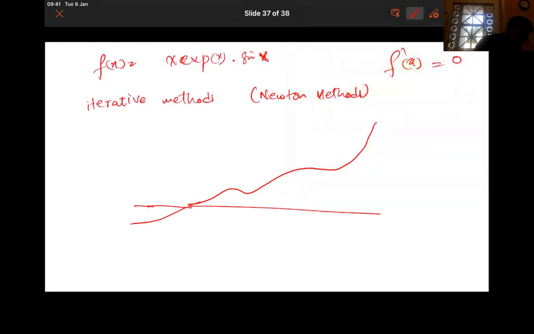So what does Newton method do? Let's say this is the derivative of this. This is the function f prime of x. Let's call it g of x for clarity. And you want to find where g of x is equal to 0.